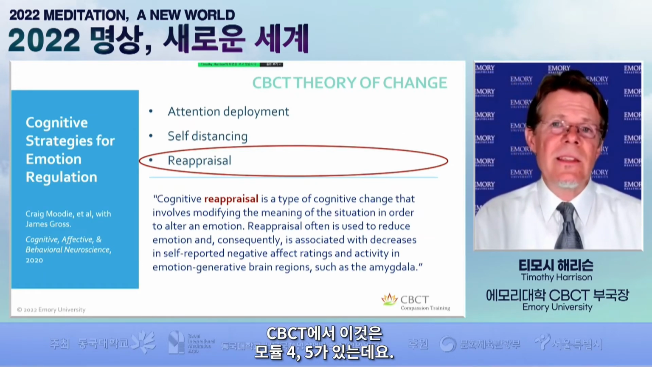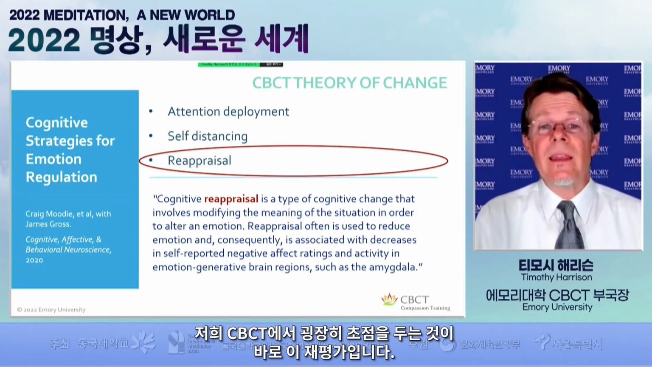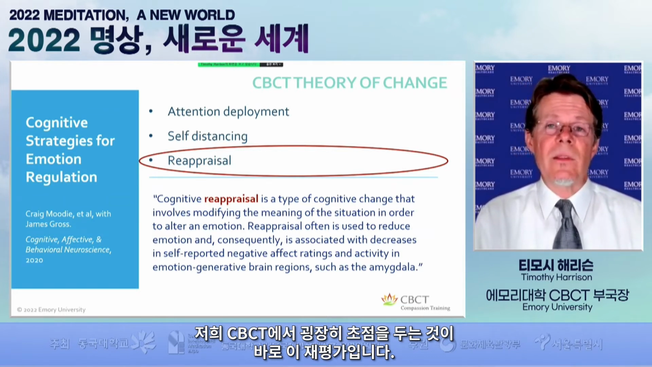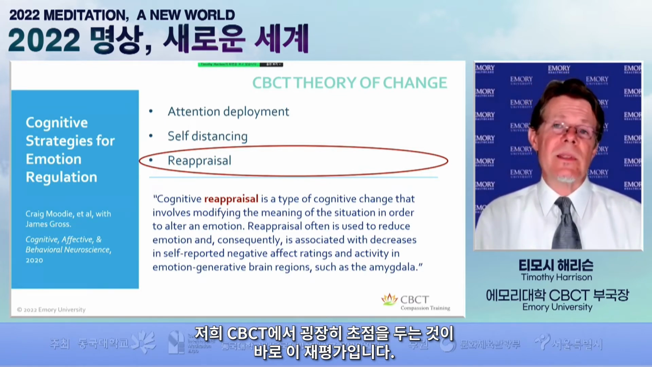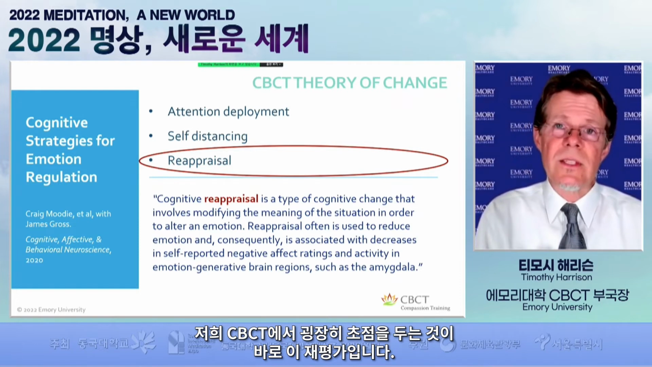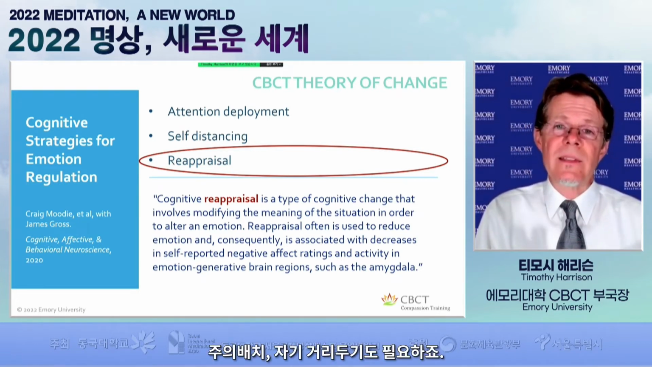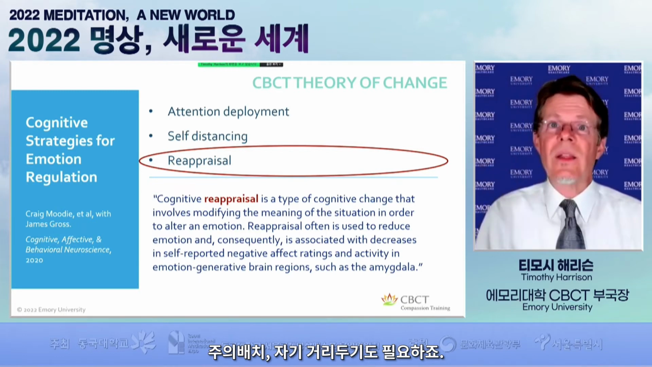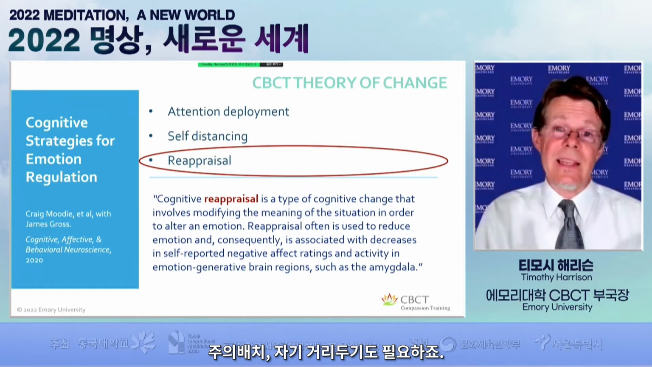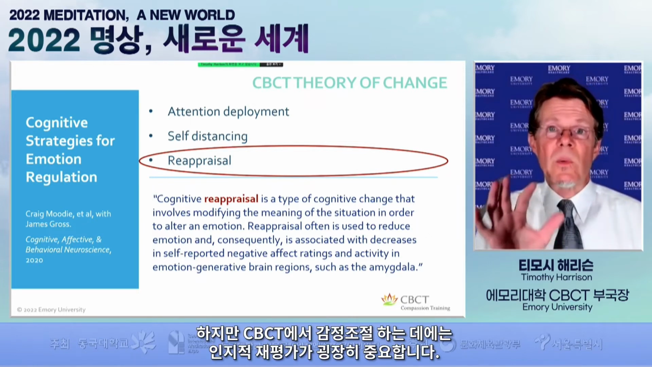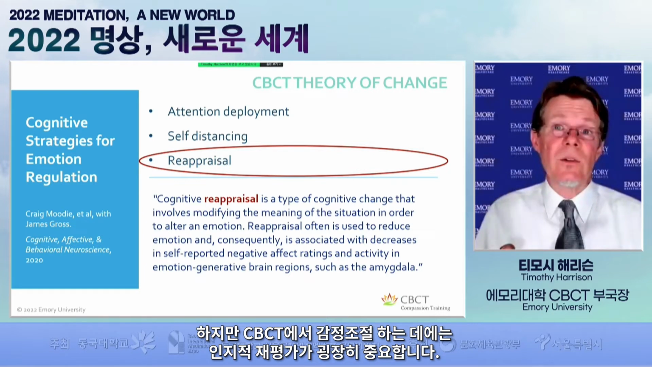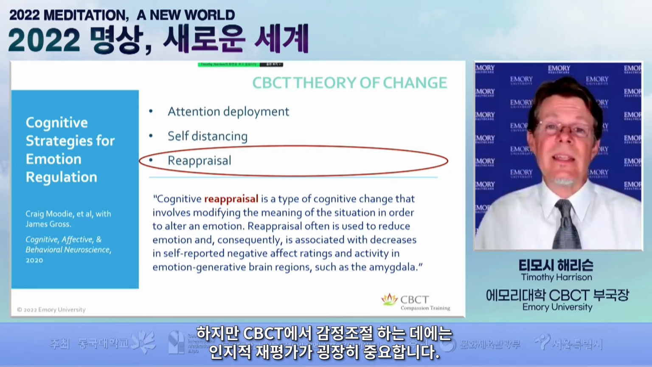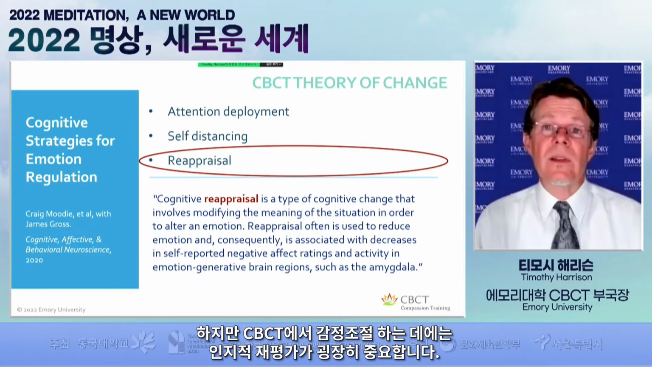In CBCT, this is modules 4 through 8. And I think in some ways, this distinguishes CBCT from many other meditation programs out there, because this is a real central focus of CBCT. It's not done first. The other practices, attention deployment and self-distancing, are skills that are necessary to do the reappraisal with some competence. But still, the reappraisal is seen as a very valuable skill for emotion regulation in CBCT and here within the Moody and Gross neuroscience article as well.